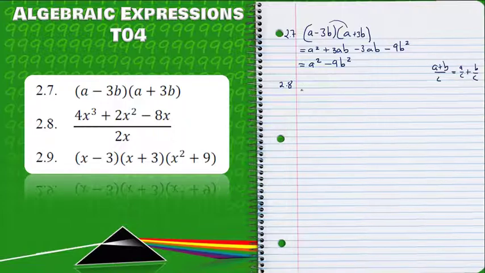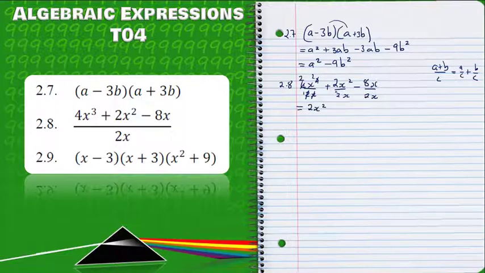Alright, so I'm going to break this up like I've broken this one up. So I get 4x cubed over 2x plus 2x squared over 2x minus 8x over 2x. Now we just cancel out. 2 goes into itself once and into 4 2 times, and then x cancels with one of the top ones, so that's 2x squared.